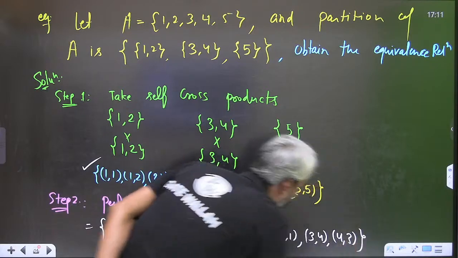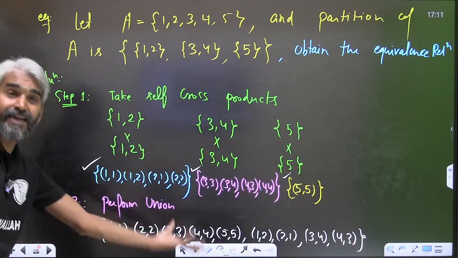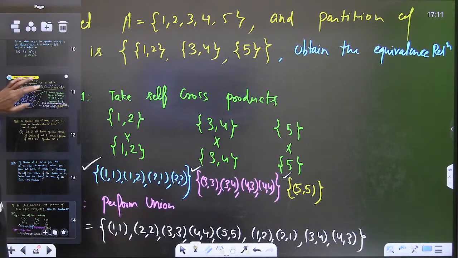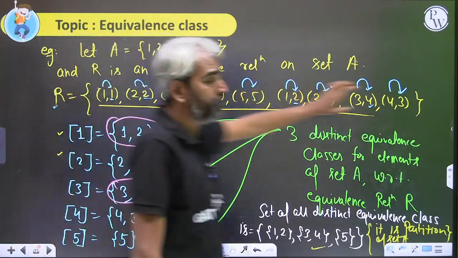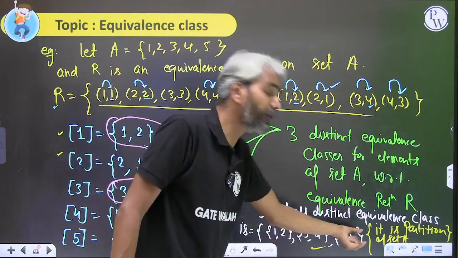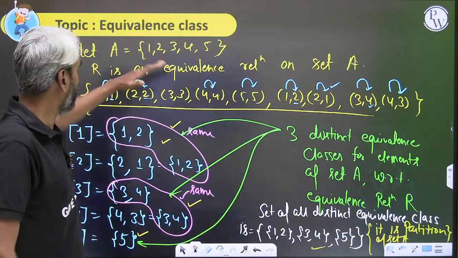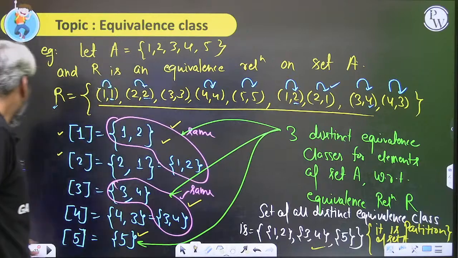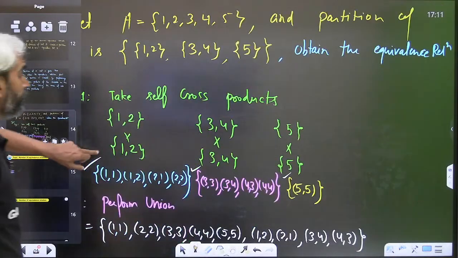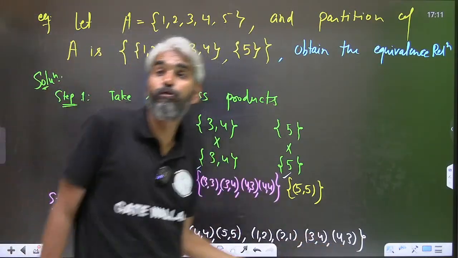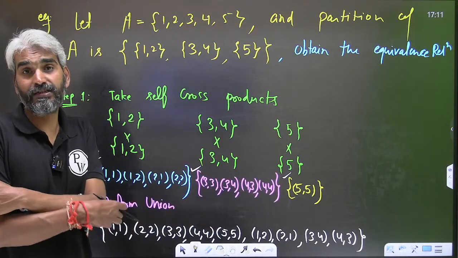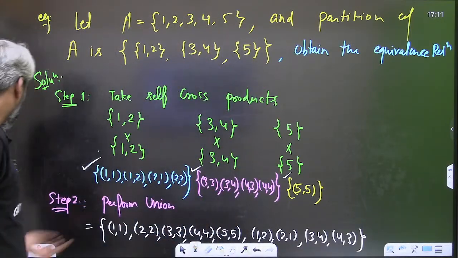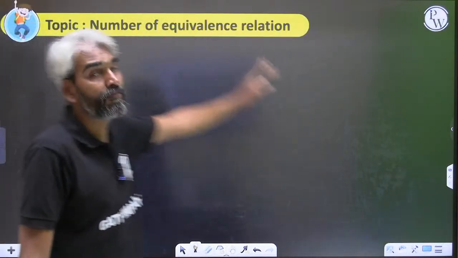Now, please go back and check. Is it not the same relation as the relation with respect to which we created this partition? Yes, sir. So if you know the equivalence relation, you will be able to create the partition. If you know the partition of the set, then you will be able to create the equivalence relation with respect to which that partition is created. Clear? So next thing is number of equivalence relations.